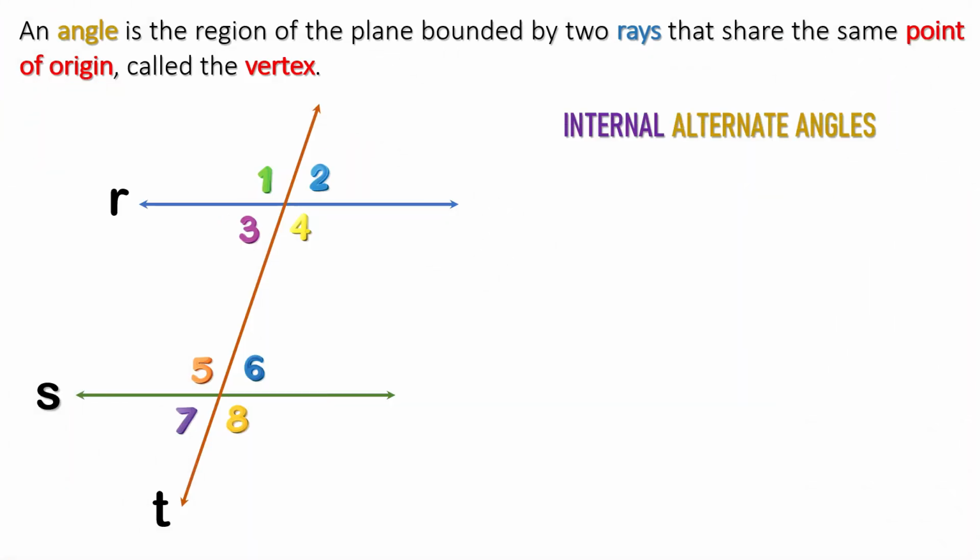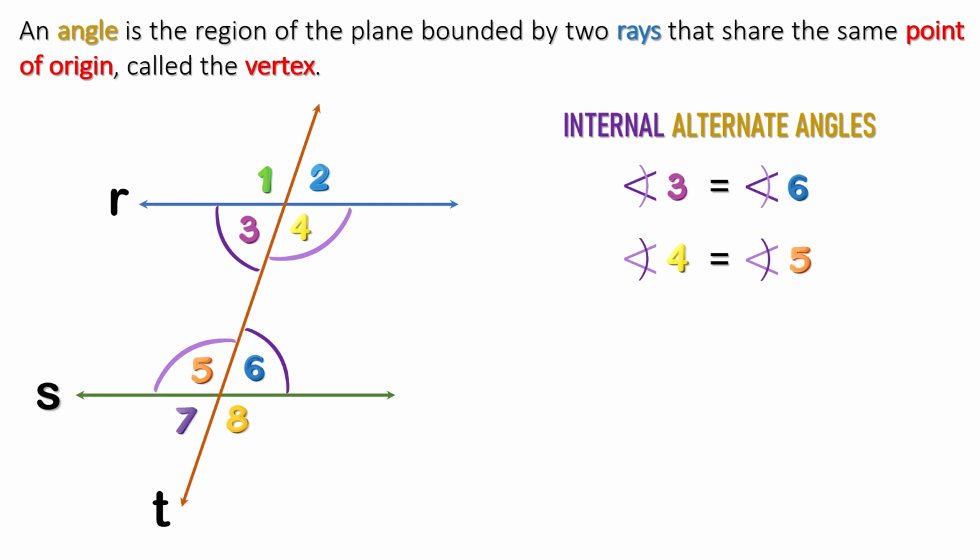First, alternate interior angles, where the amplitude of angle 3 is equal to the amplitude of angle 6. Analytically, this is written as, and the amplitude of angle 4 is equal to the amplitude of angle 5. Analytically, it is written as.